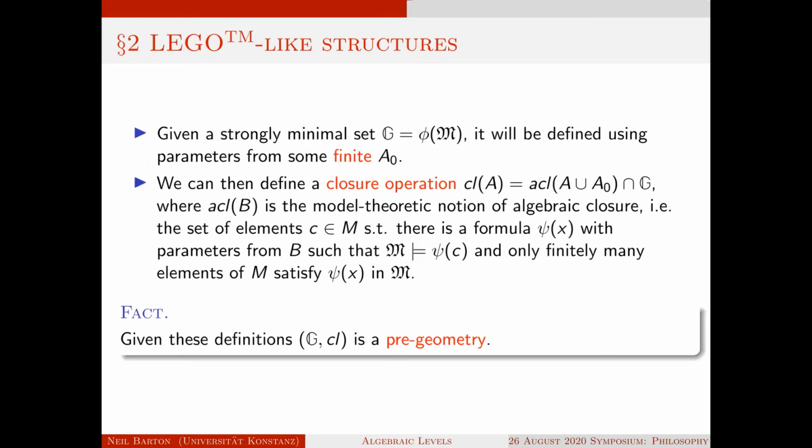So now if we take some strongly minimal set G, this is going to be defined using parameters from some finite subset, right? And then you can define a closure operator by looking at the particular set unioned with this finite set of parameters and intersected with your strongly minimal set. Okay, now using the model theoretic notion of algebraic closure, you can get out of this a particular pre-geometry, namely this initial strongly minimal set you started with and the closure operator defined as up here.